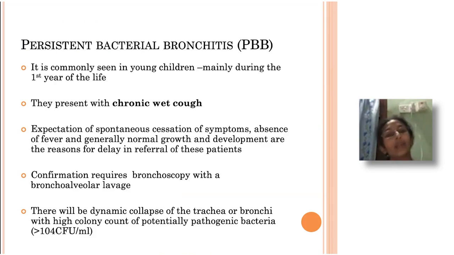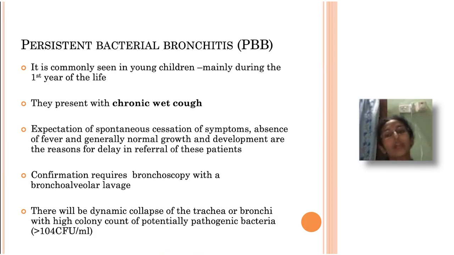The other common one is persistent bacterial bronchitis. It is commonly seen in young children, mainly during the first year of life. They present with a chronic wet cough. Here it is not a dry cough; they present with a wet cough. Expectation of spontaneous cessation of symptoms, absence of fever, and generally normal growth and development are the reasons for the delay in referral of these patients.